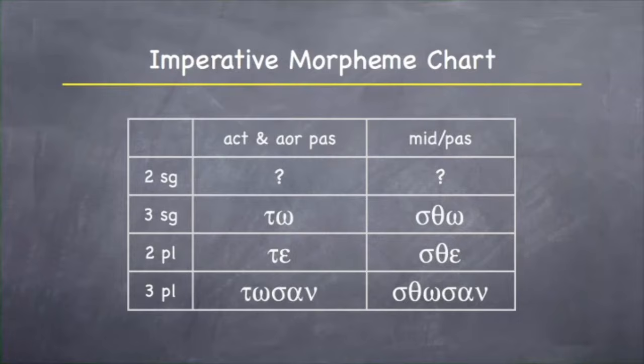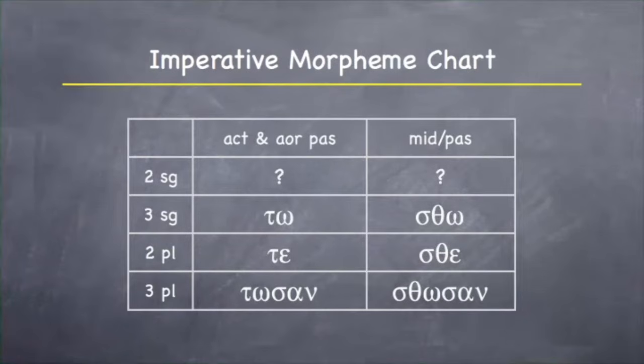Well, here's the imperatival morpheme chart. This is the last morpheme chart that you're going to have to learn. Let me talk just a little bit about it before we get to the endings. You have second and third person singular, second and third person plural. And then in the middle column, you're going to have active and aorist passive.